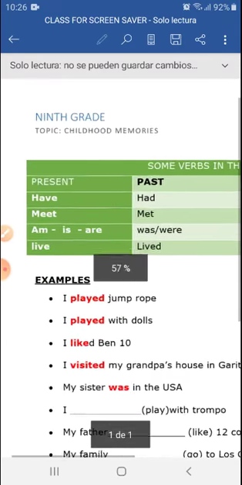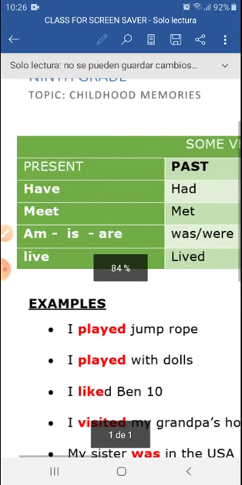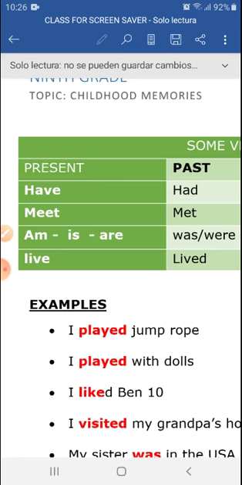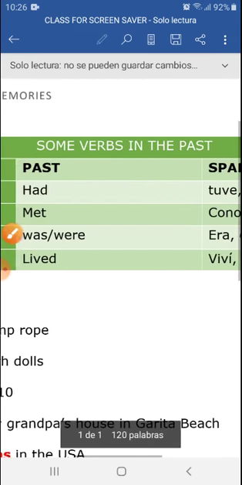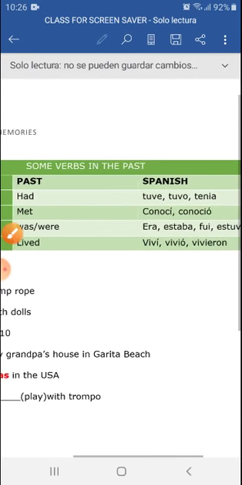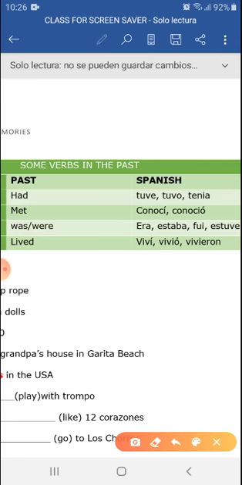Let's have a closer look at this in the following chart. We have have, meet, is, are, and live. These are the verbs in the present, okay? But today we will study the past. For example, had, met, was, were, lived, okay?